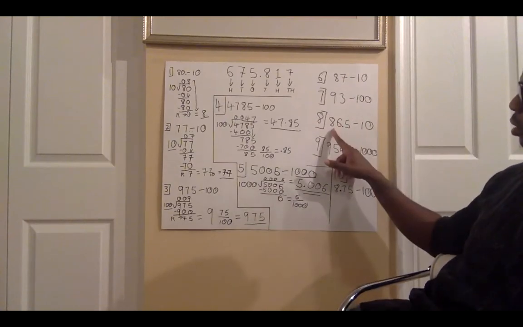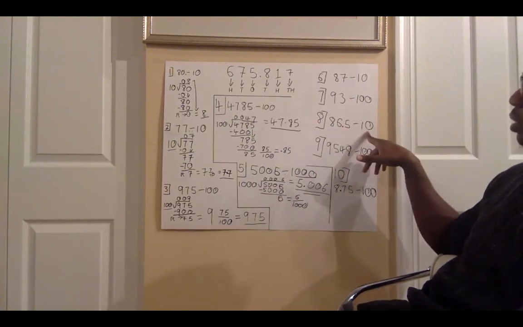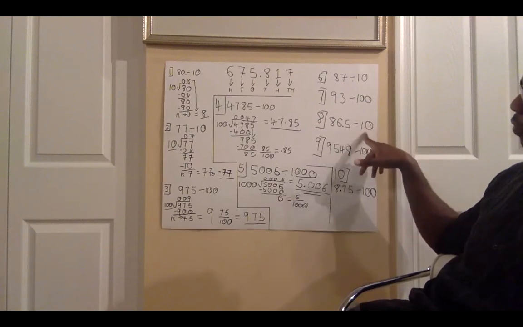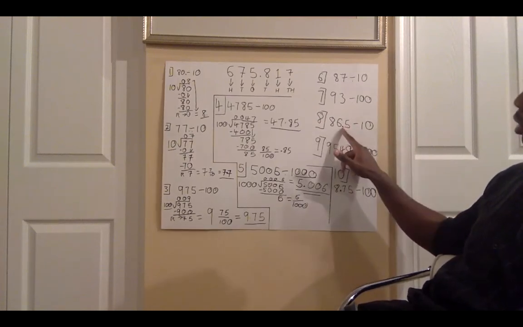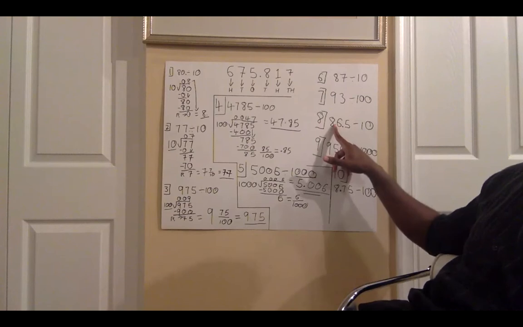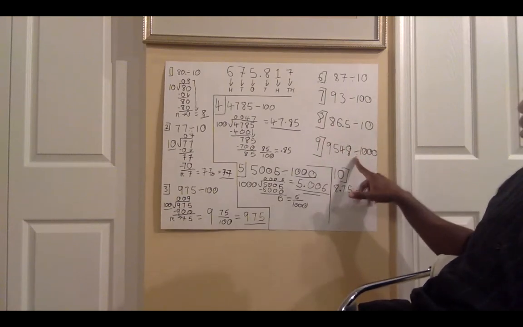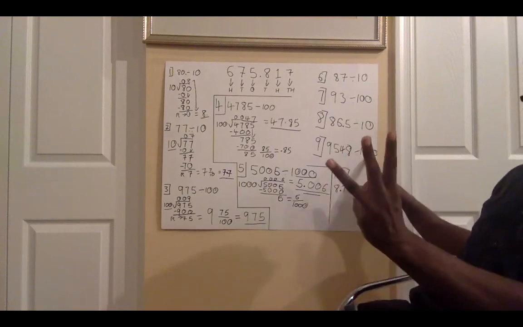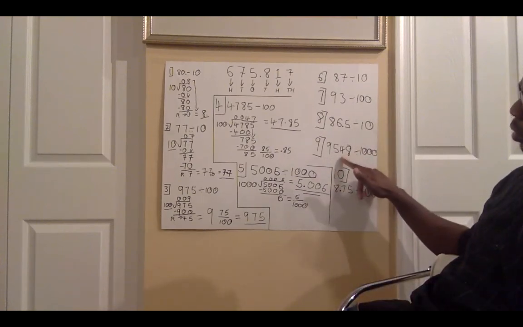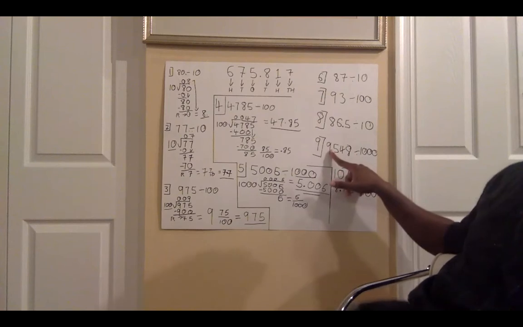Number 8, 86.5 divided by 10. Moving it to the left, moving it 1 time. It should be 8.65. Number 9, divide, we're moving it to the left. 1,000, we're moving it 3 times. We go 1, 2, 3. Your answer should be 9.548.